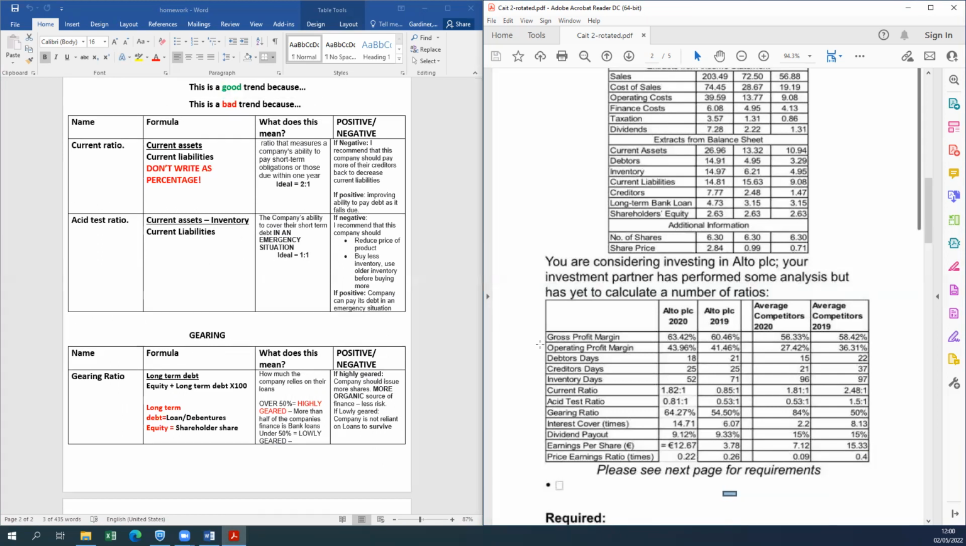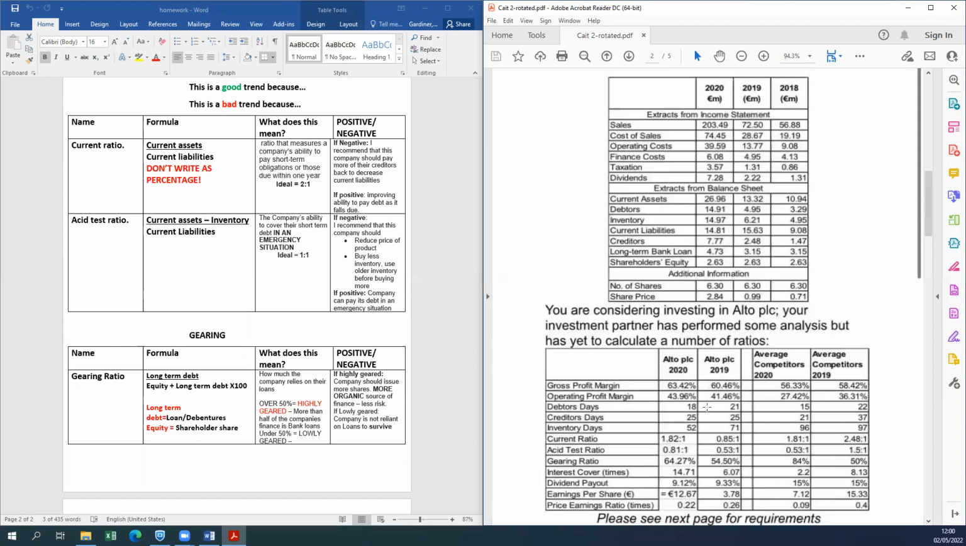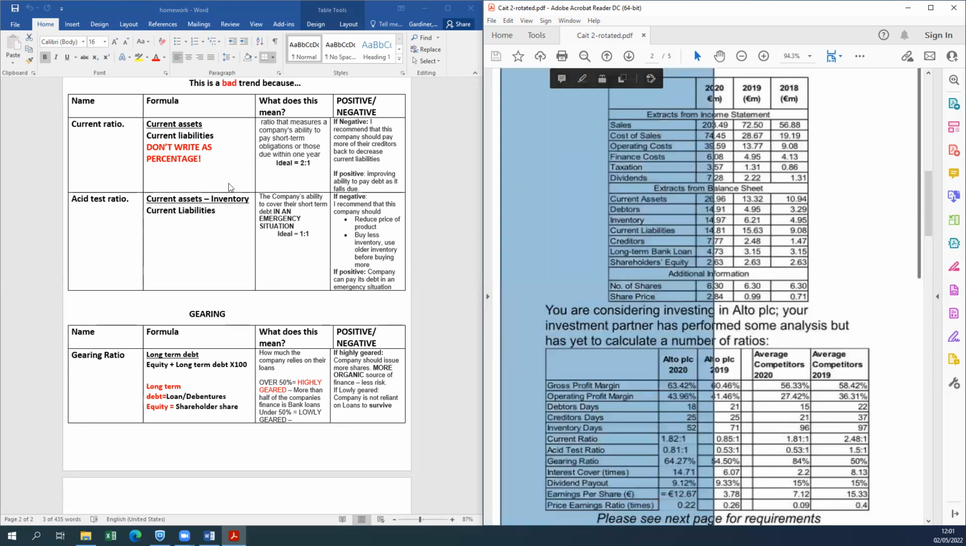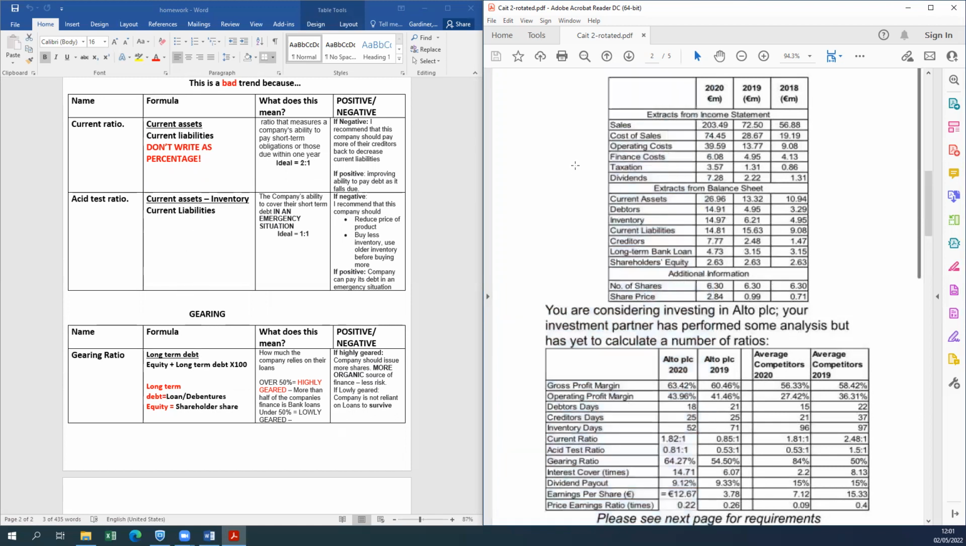Acid test. This company could suffer liquidation in an emergency situation, but it's still better than the industry average, and it's improved since last year. So it's just more and more improvement, right? Screw these ideals, all you want to see is improvement. And let's just look at a few figures now. That's the bulk done there. All you have to do is remember these, right? But I'll just go through a few little keynotes.